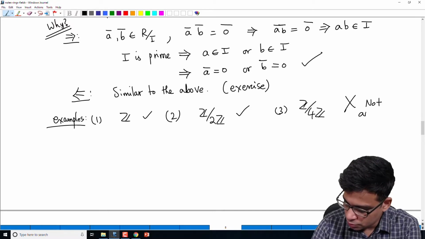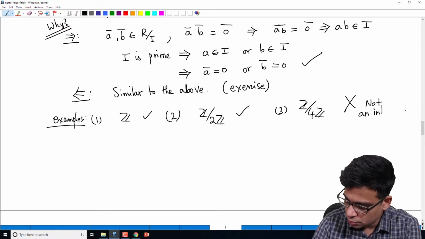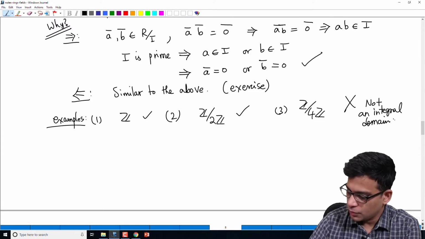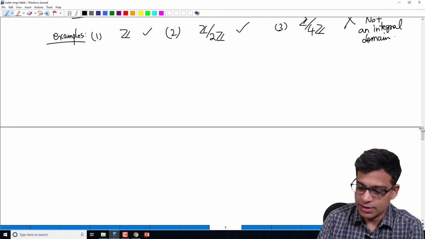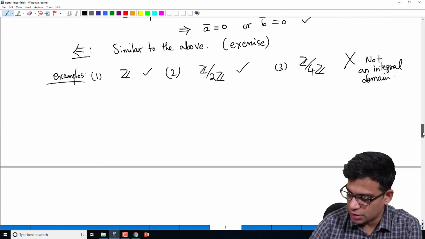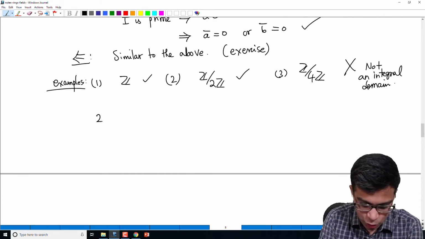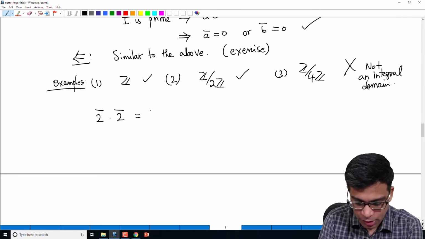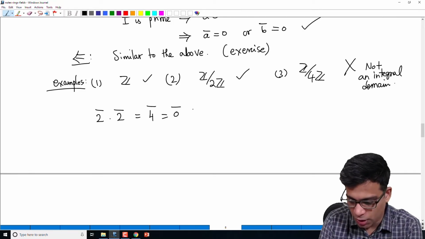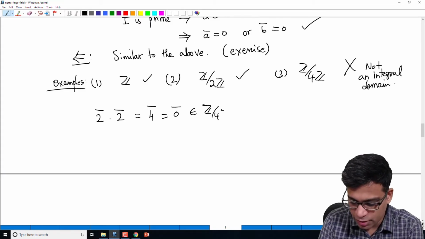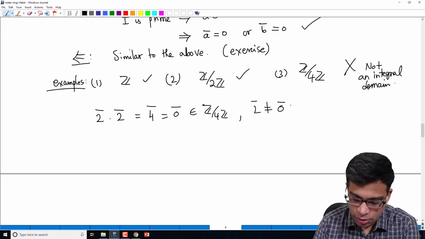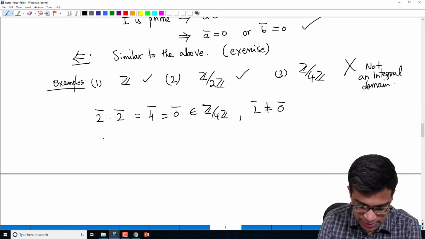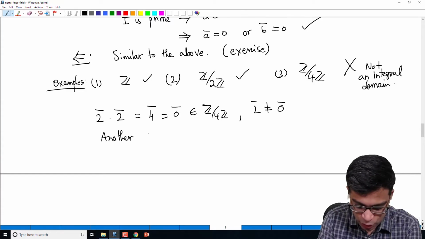Let's see why. Not an integral domain. Why? Can you produce two elements in this ring whose product is 0 but neither element is 0? Yes, you can, because 2 bar times 2 bar is 4 bar equals 0 bar in Z mod 4Z, but 2 bar is not 0 bar.